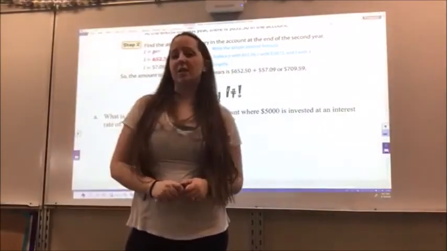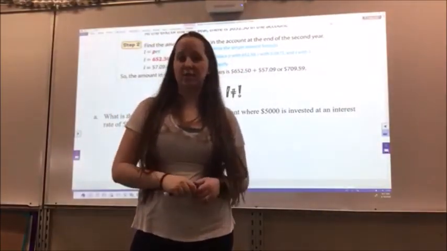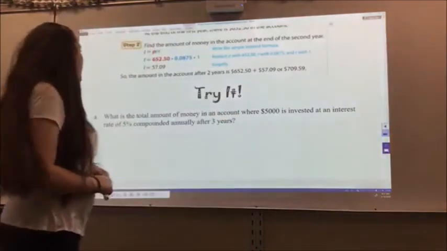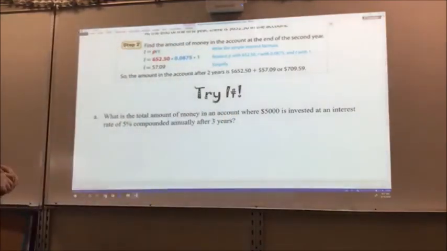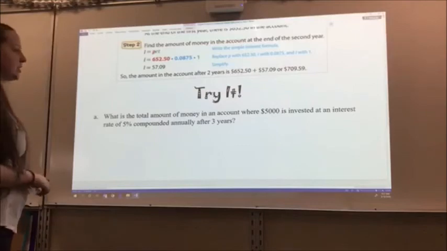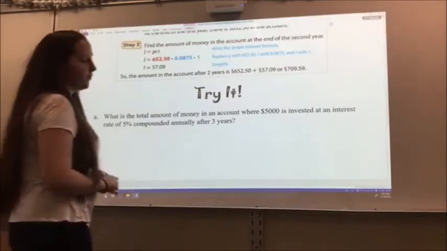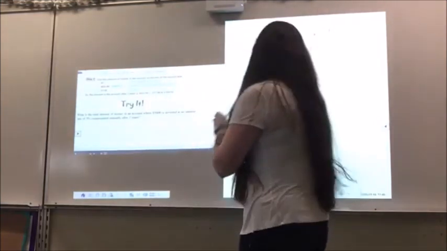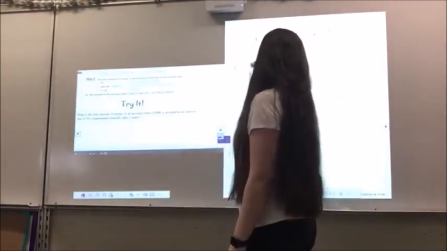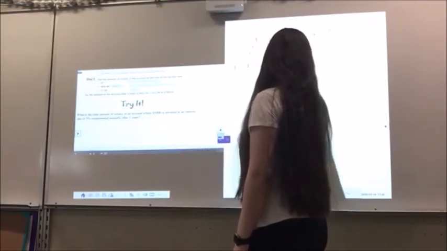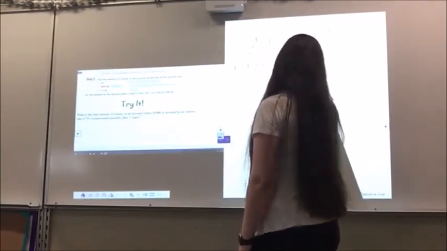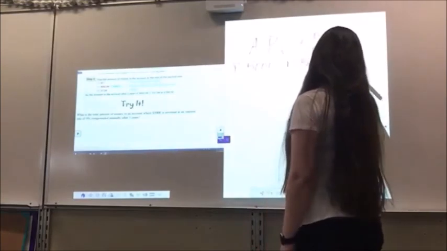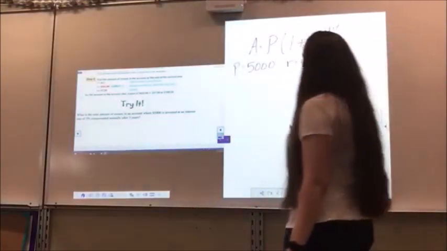All right, now that you've had a chance to try out the try problems, let's go over the answers together. So for letter A, what is the total amount of money in an account where $5,000 is invested at an interest rate of 5% compounded annually after 3 years? So I'm going to go ahead and use the formula. So here's my formula. So we said my principal, P, was $5,000. My rate is 5%. It's compounded annually, so 1. And then my T is 3 years.